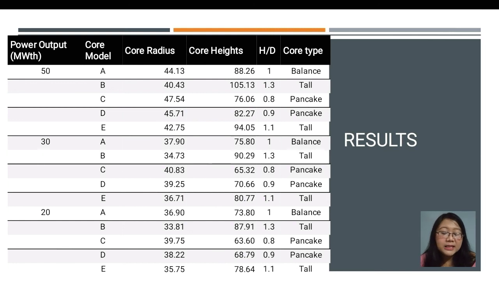And for 20 megawatt thermal, it is also reached by model D, and it reached around 40 centimeters in core radius and around 70 in core height, and it also has H/D of 0.9, and it is a pancake core type.